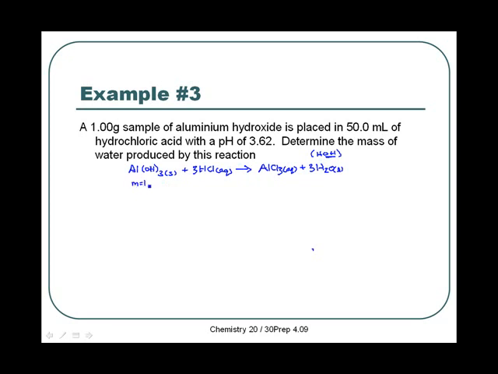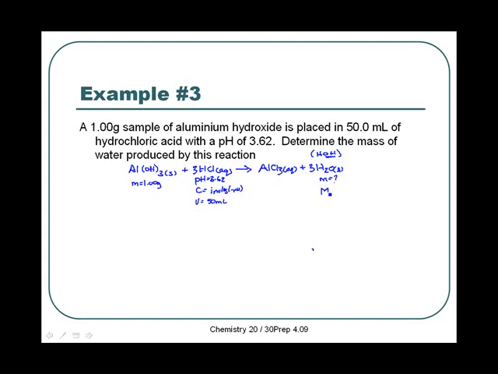We have a mass of aluminum hydroxide, and we have the pH of an acid, which is really a sneaky way of giving the concentration. So we've got to find the concentration first, because we can find that it's going to be the inverse log of negative pH. And they also gave us the volume, so the volume is going to be 50 milliliters. We want to find out the mass of H2O produced.